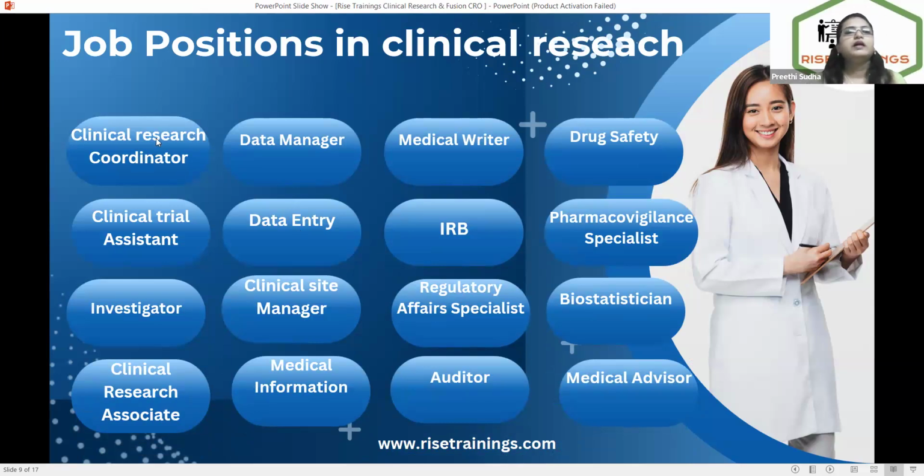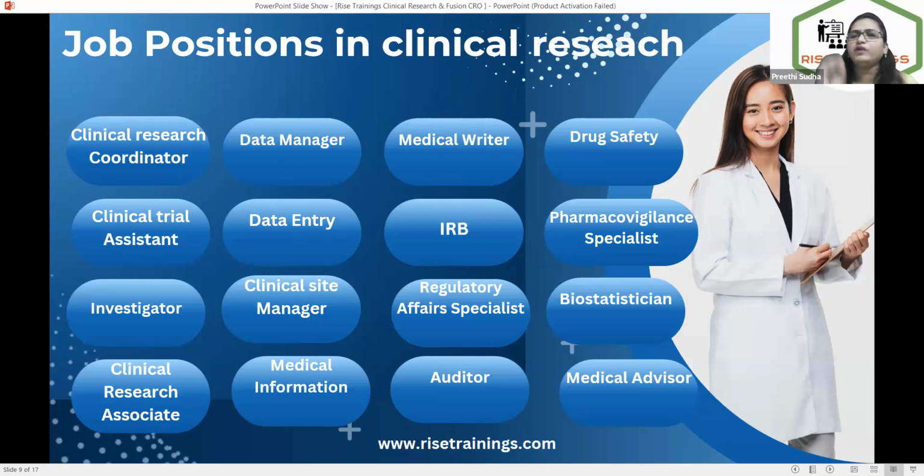Here, the job positions in the clinical research industry are clinical. We can go as a clinical research coordinator, or as a clinical trial assistant, an investigator, a clinical research associate, data manager, clinical trial data entry operator, and clinical site manager. We can go into the medical information team, and we can start our career as a medical writer also. The basic information for all these kinds of jobs is clinical trials.